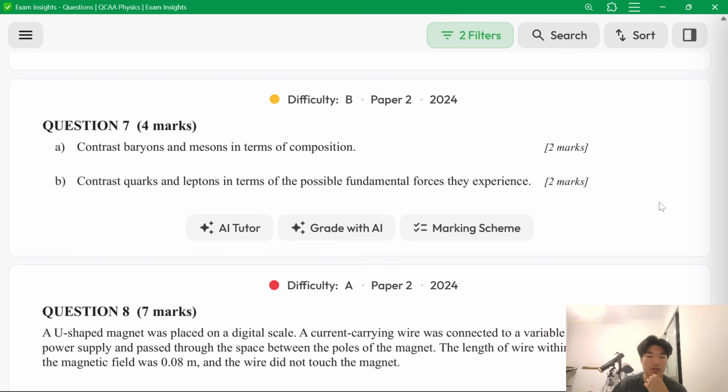Contrast baryons and mesons in terms of composition. Baryons, okay, this is pretty easy, 4 marks. I know this isn't compared, but just for your information, baryons and mesons are types of hadrons, right? Which are quark composites. Baryons are quark composites that have 3 quarks. Mesons have a quark and anti-quark pair. Okay, yeah.